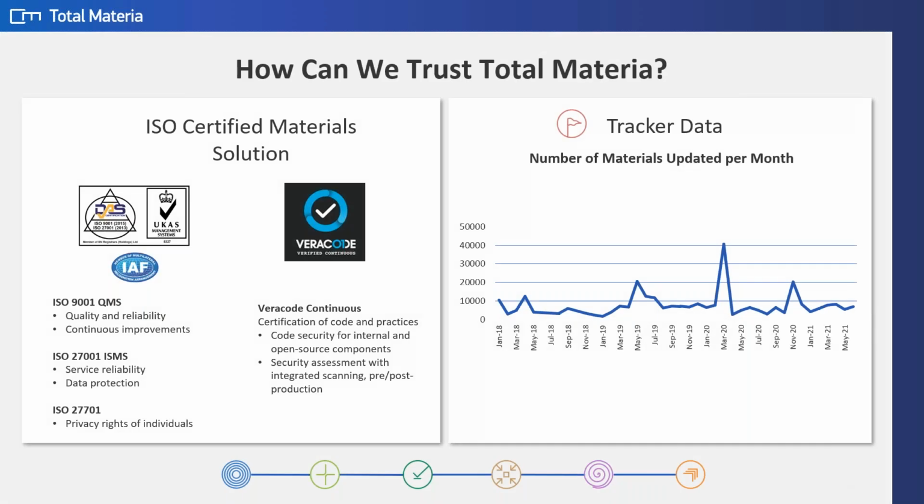All right. Then last but not least, can you trust Total Materia? The answer to that is absolutely. We are the only ones that provide information coming directly from the source, from those standards and from those proprietary sources. We update our database every month of the year. You can see on the right side in our tracker data the number of materials updated per month, and we really focus on this because we understand how important it is that you as engineers find the most updated information available. We're also ISO certified, ISO 9001, 27001, 27701, and we also have Veracode continuous.